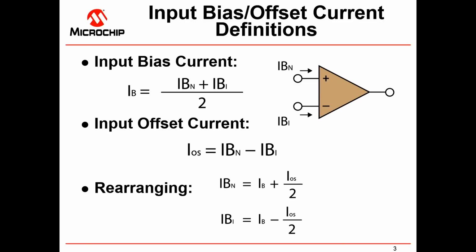Now, on the input bias current, keep in mind that this is actually the average of the two bias currents flowing in both inputs, as you see here labeled IBN for the non-inverting input, IBI for the inverting input. So both are summed together and averaged out, and that becomes the input bias current spec in the data sheet. And the offset is simply the difference between the two input bias currents.